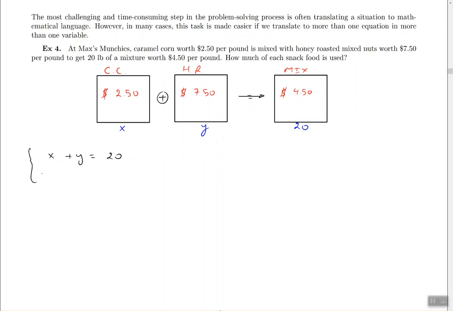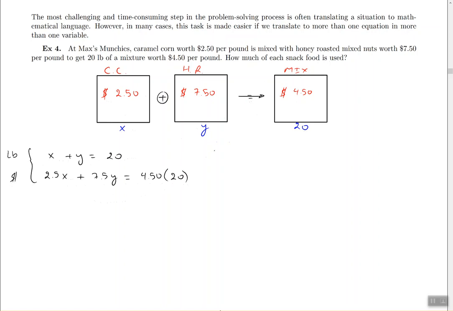Now, the other equation that I'm going to build is going to determine the value, how much money I'm putting into my mix. The first part of the mix is going to be $2.50 per pound, and I don't know how many pounds. The second unit in the mix is going to be $7.50 per pound, and I don't know how many pounds I'm using, but I want to sell it at $4.50. And I know I want to sell 20 pounds. So that's basically called the money equation. So one equation represents the pounds and the other one represents the value, or the money.